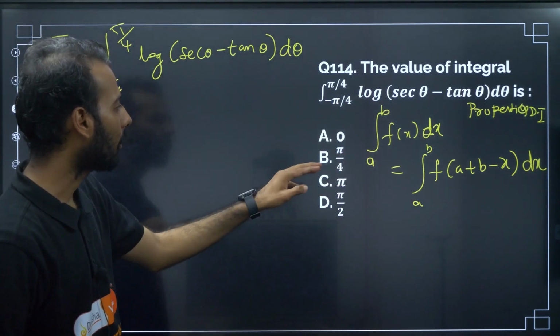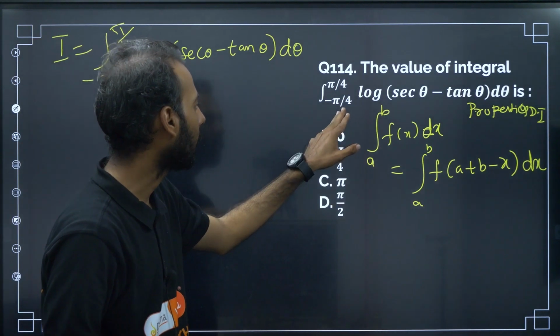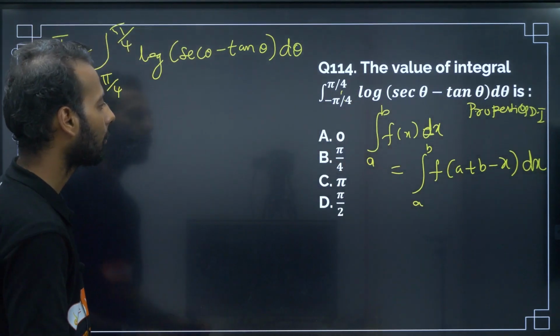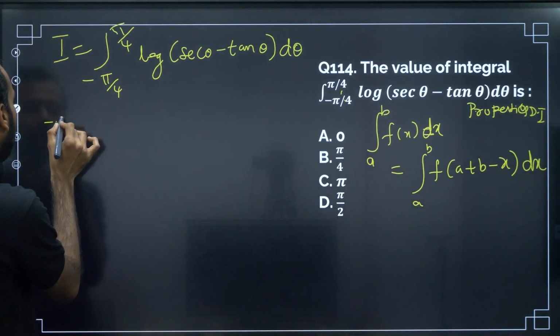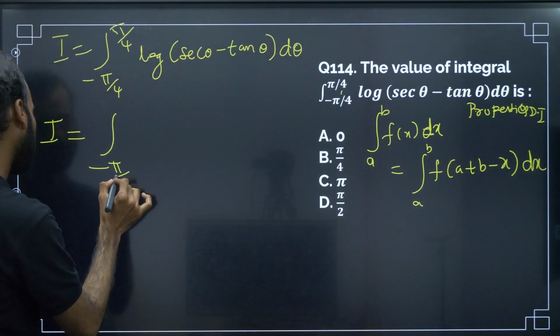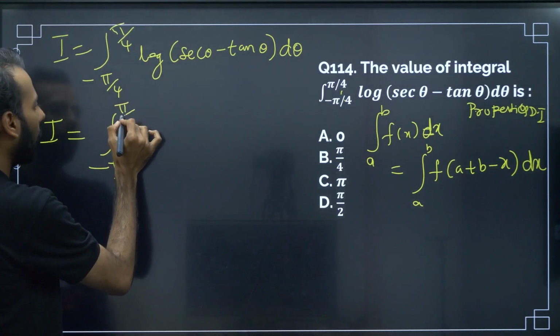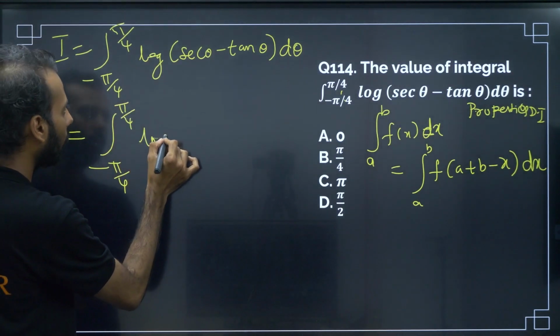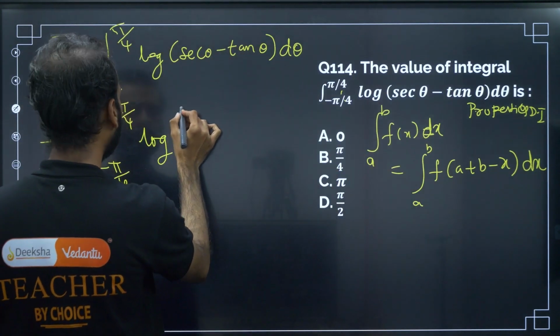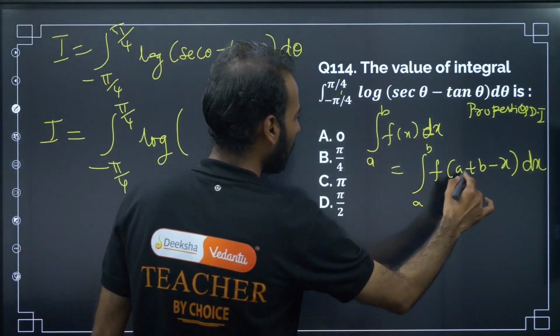That property goes something like this: a to b, in place of a we have minus pi by 4, and if you try to relate all this, that integral I can be written with the same lower and upper limits, minus pi by 4 to pi by 4. The f function is log, so I am writing log of a plus b minus x.